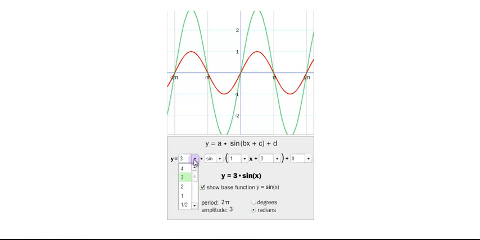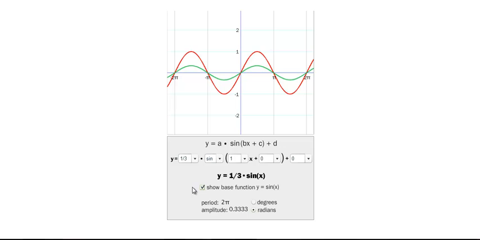What happens if I change it to a small number? Let's say, I don't know, 1/3. The red line is our parent function, and this time we are flattening it, aren't we? So the amplitude, or my number, which is right in front of sine, is actually going to change my graph by stretching it vertically or compressing it vertically. Okay, so let's see.